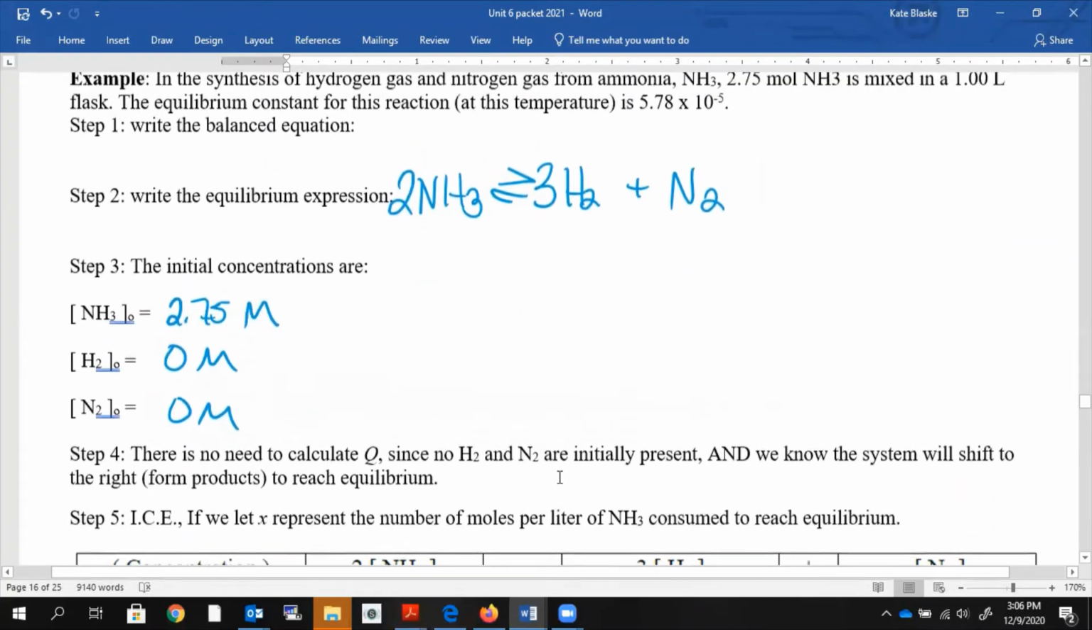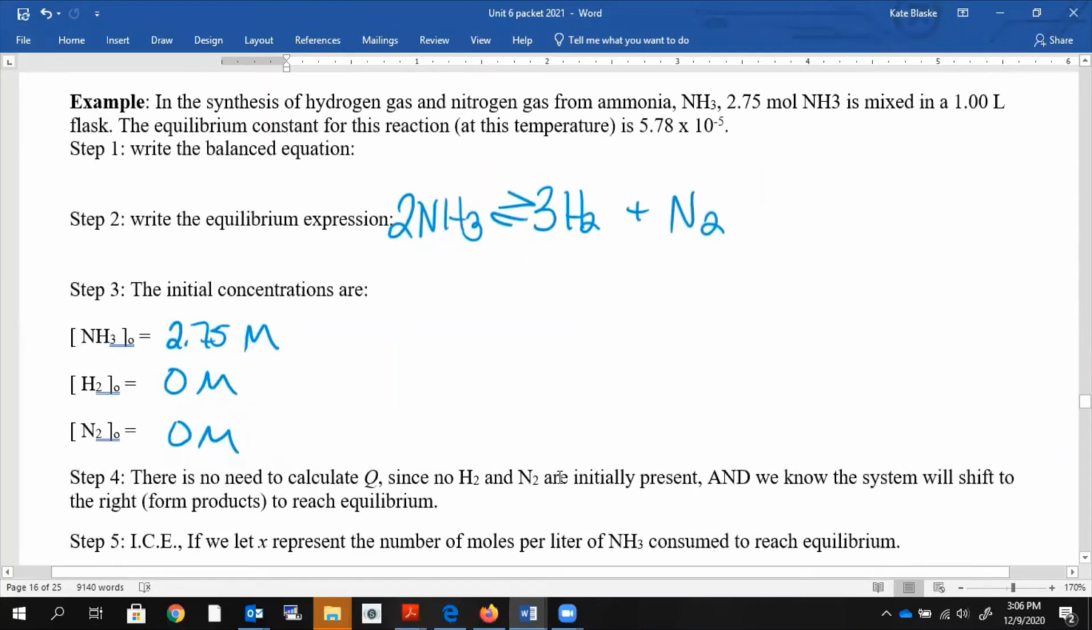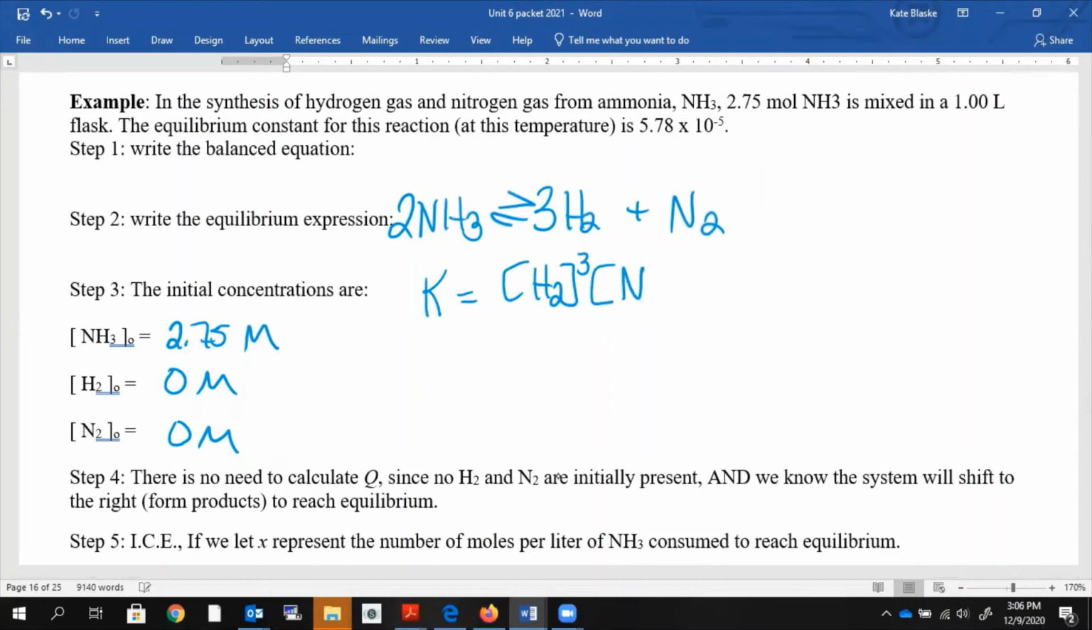I wrote things in the wrong place, didn't I? So there's my balanced equation. I also need my equilibrium expression from that. They tell me these are all gases. So I'm going to have hydrogen cubed, nitrogen, and then ammonia squared.